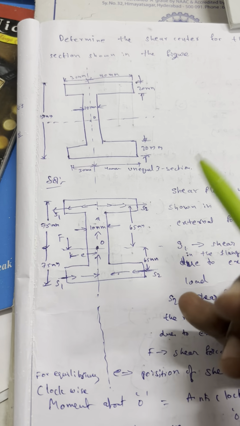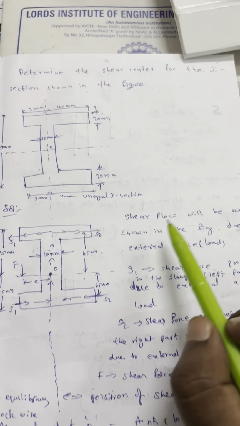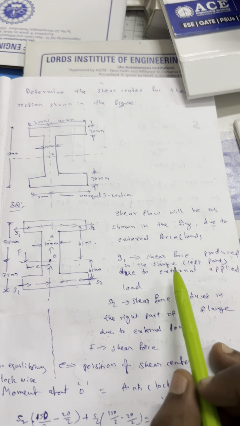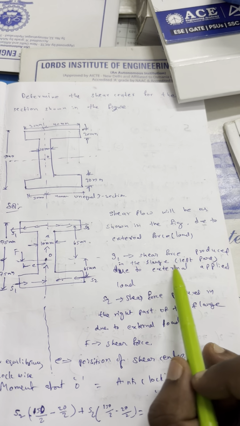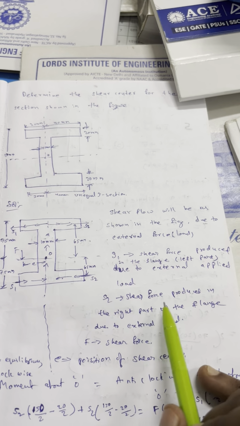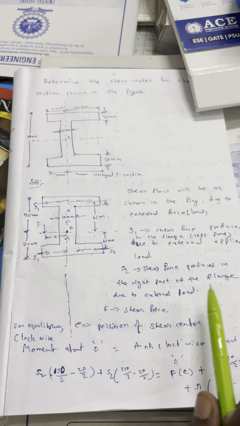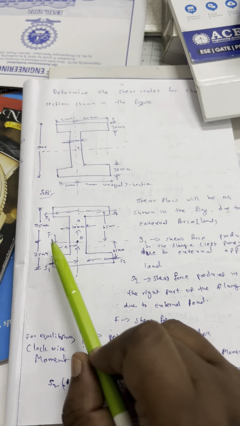So the shear flow will be as shown in the figure due to the external force. S1 is the shear force produced on the left side part of the flange, and S2 is the shear force produced in the right side part of the flange due to the external load. F is the shear force.